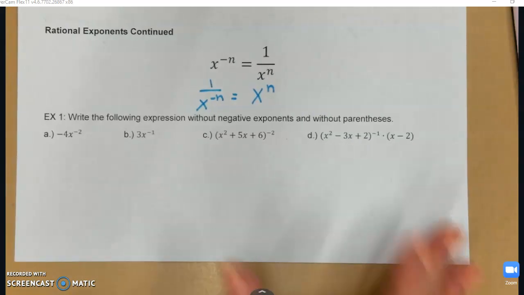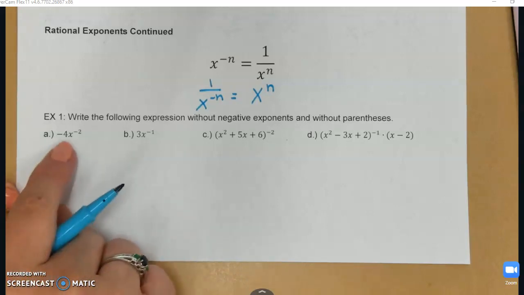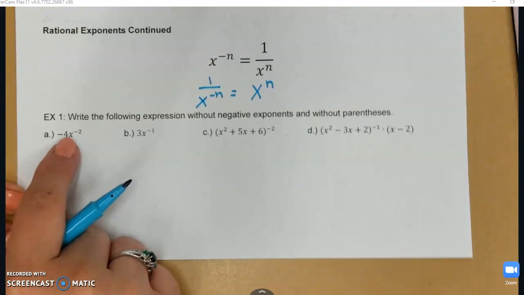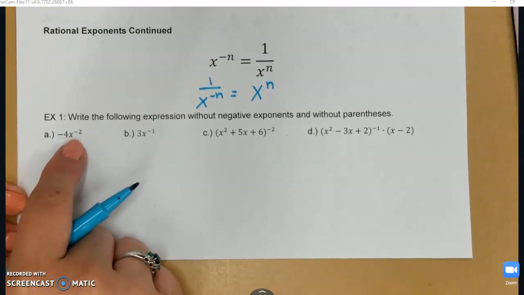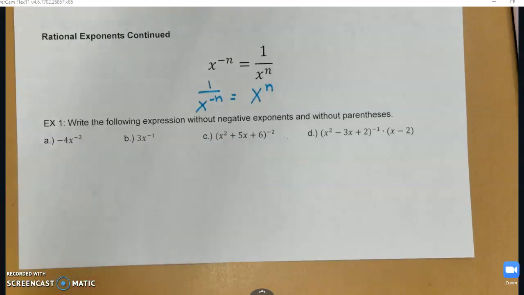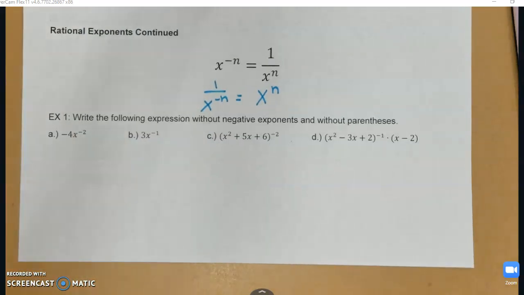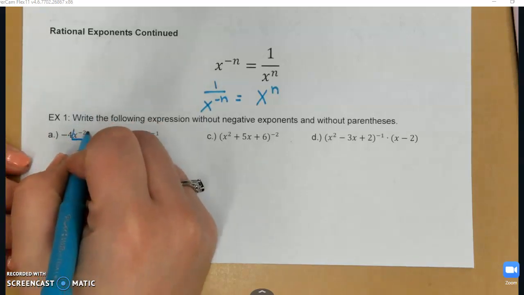So let's do these 4 problems. Another thing we're going to focus on with these 4 is determining what part of the expression the exponent is applying to. So let's look at A. I have negative 4x to the negative 2. Now the negative 2 is only applying to the x. If the negative 4x was in parentheses and the whole thing was raised to the negative 2 power, then it would apply to both. But it's only applying to the x.